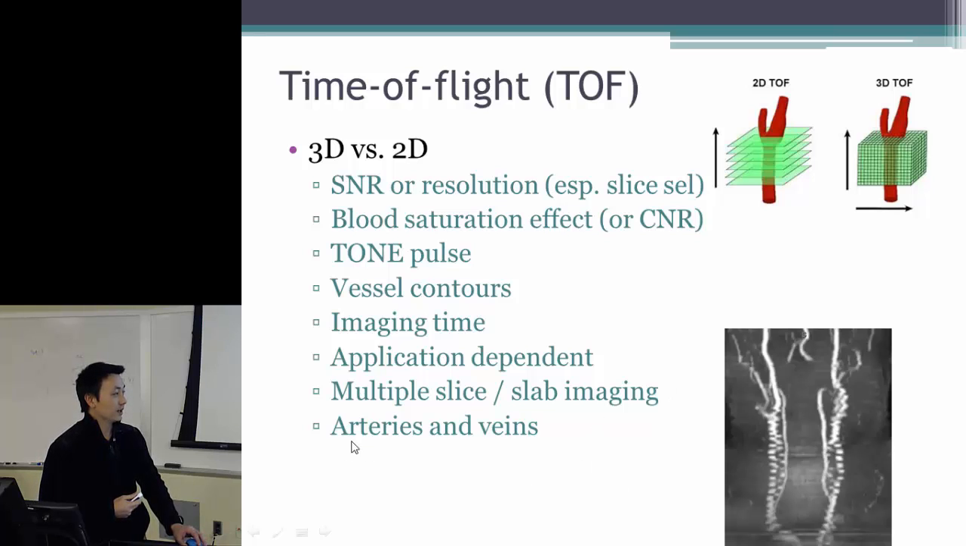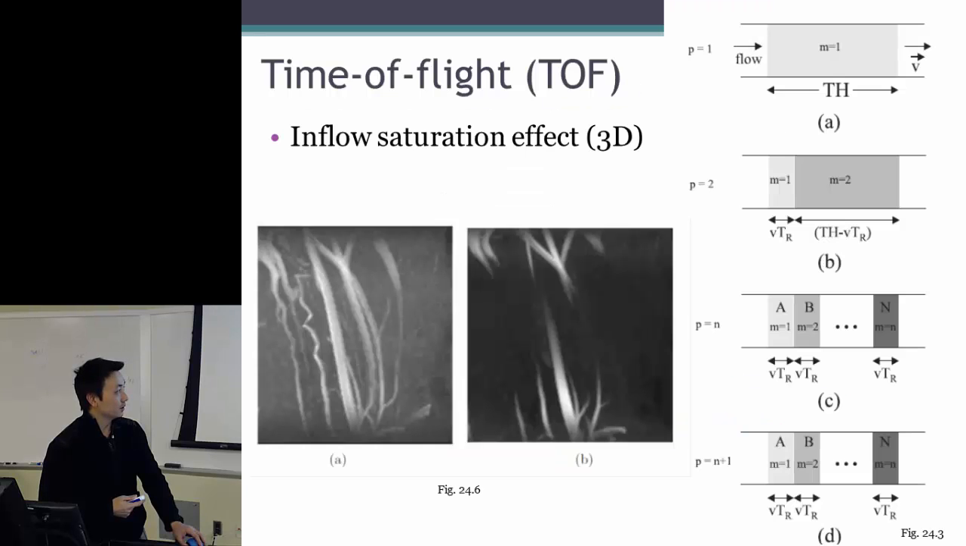And also one thing we need to keep in mind is that the TOF effect actually applies to both arteries and veins, right? As both arteries and veins have flowing blood, and the flowing blood may become a little bit less saturated. So as we saw before here, we can obviously see two sets of vessels. This is the artery and this is the vein.